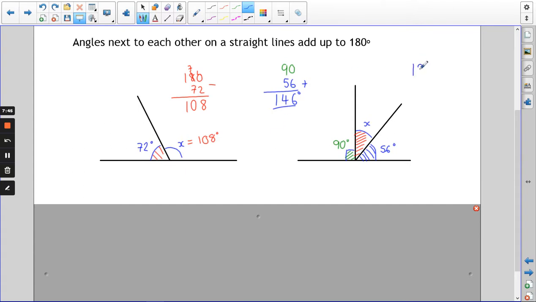And now I take it away from 180. And I'm going to have to borrow. There's a lot of borrowing in this topic. So 10 take away 6 is 4. 7 take away 4 is 3. 1 take away 1 is nothing. So the missing angle x must be 34 degrees. So I hope you got those two right. Okay, so that's angles on a straight line.